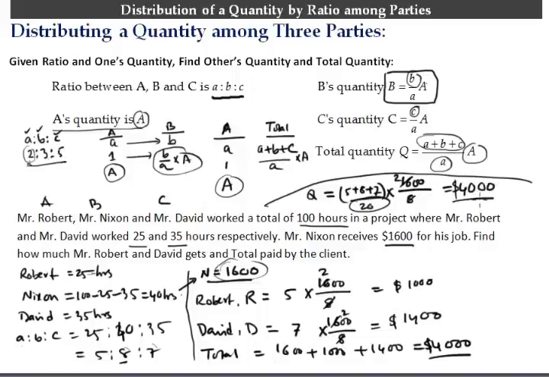So in any question, if we are just asked to find the total quantity, then we don't need to find all the other quantities. We can directly find the total quantity, and in that case only we will use this total quantity formula. Otherwise, if we need to find all the other parties' quantities, then we can just add them and find the total quantity.